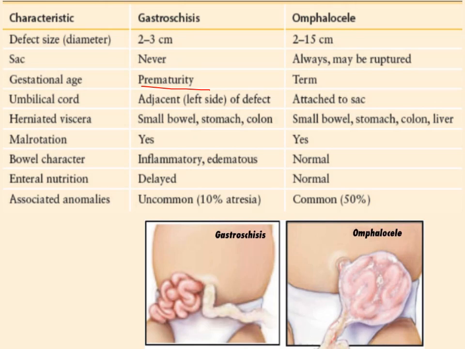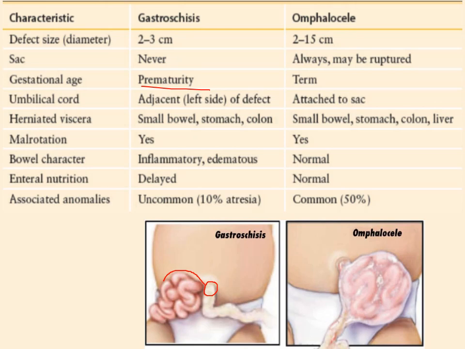The umbilical cord tends to be present, and it's just at the side of the exit point of the gastroschisis. So this is the umbilical cord present here, and it's just by the side of the site where the gastroschisis is occurring. Besides the small intestine, the stomach could also be a viscera emanating through the defect in the wall of the abdominal cavity, and then the colon could also be involved.